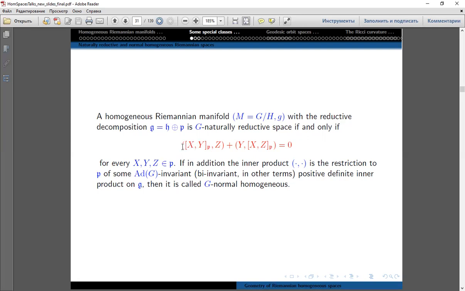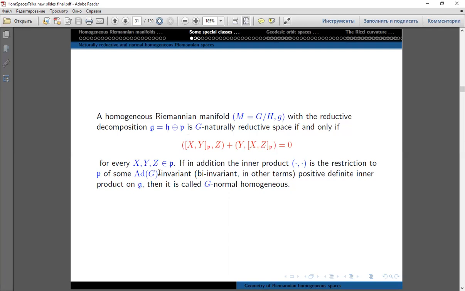Sometimes we can obtain such metrics just as a restriction to P of some Ad G-invariant, or bi-invariant, positive definite inner product on the Lie algebra G. If this is the case, then we call such a metric, or such an inner product if you want, G-normal homogeneous. If we consider this property of Ad G-invariance in terms of the Lie algebra, it means exactly the following: the adjoint operator of any element of the Lie algebra G is skew-symmetric. It's very easy to check.